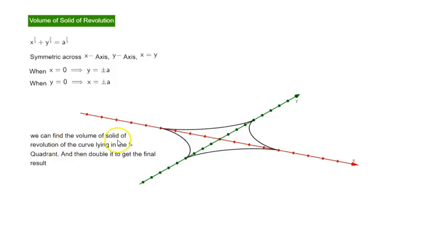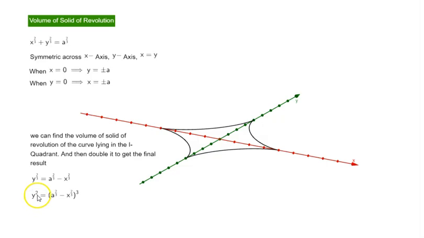Now, we can find the volume of solid of revolution of the curve lying in the first quadrant. So, we just take this and rotate it around the x-axis. We will get half the solid. And if we double it, we will get the volume for the entire solid. Now, let's solve it for y. So, y^(2/3) is equal to a^(2/3) minus x^(2/3).